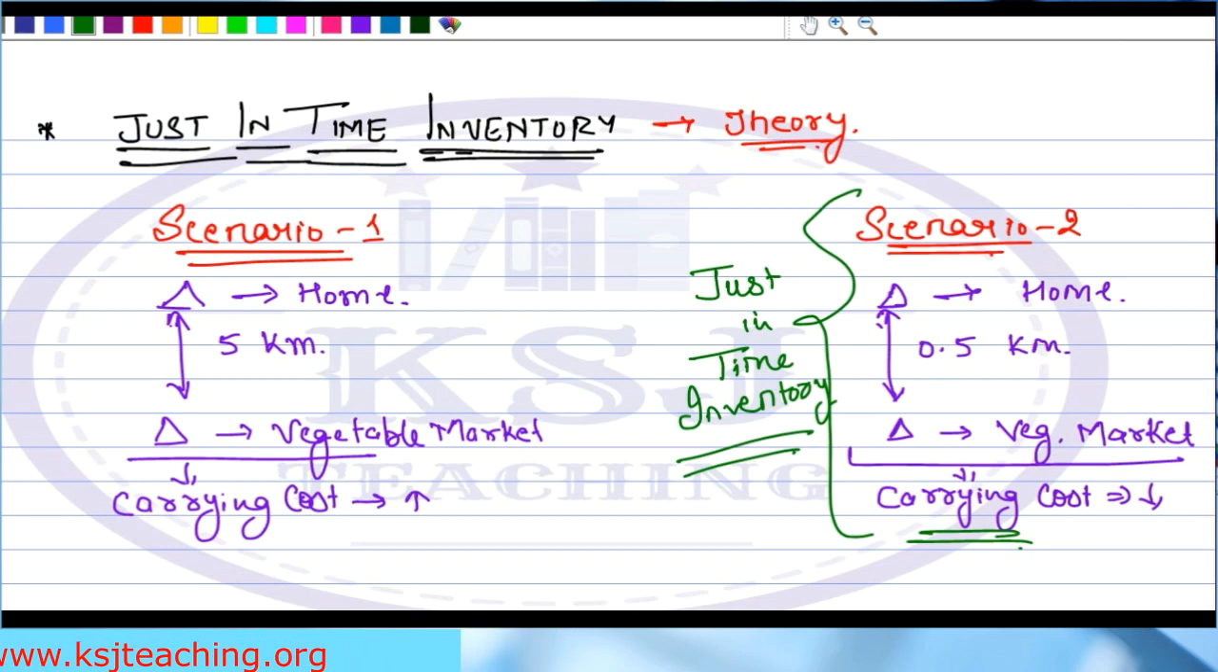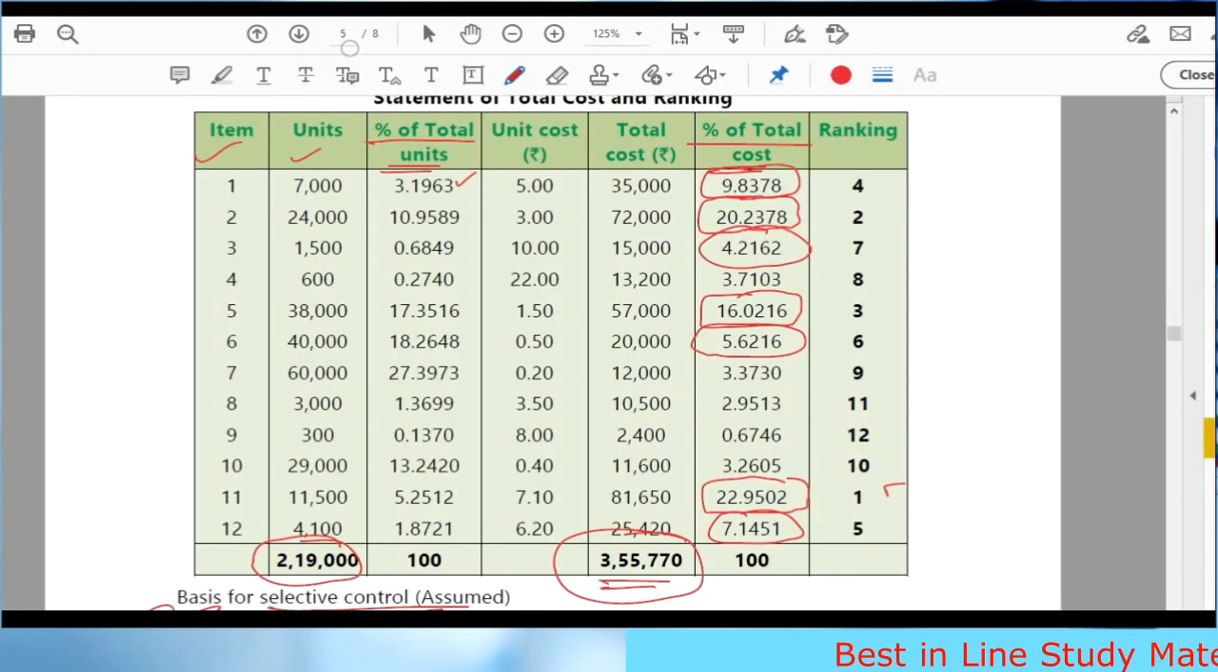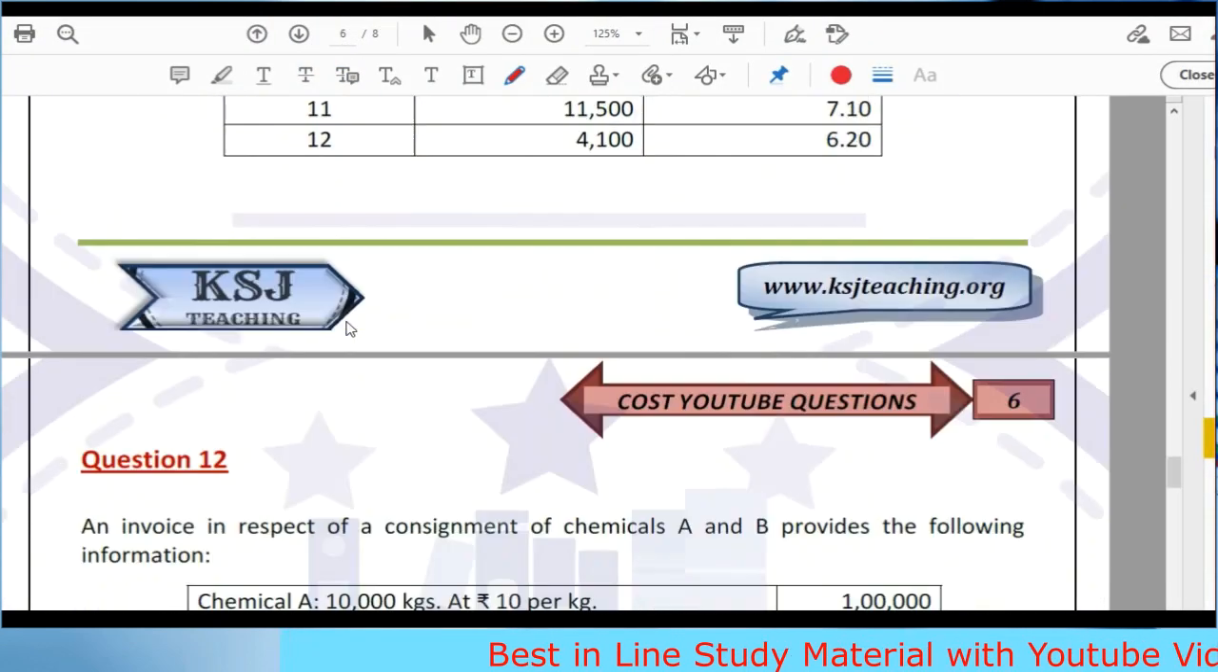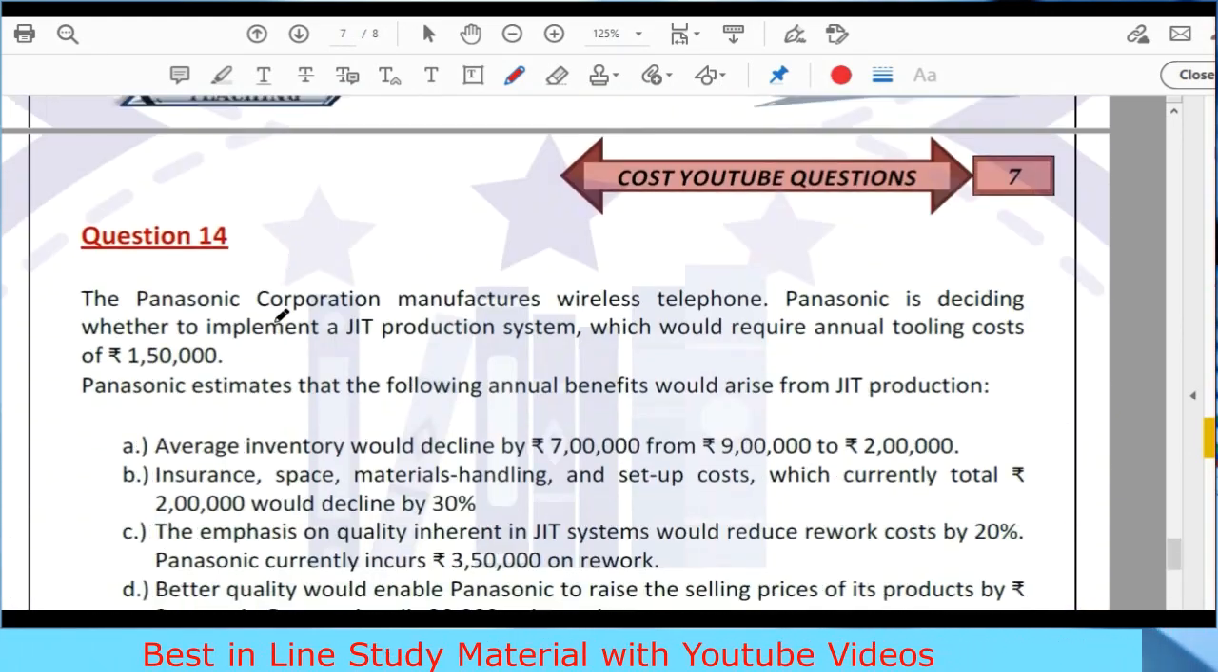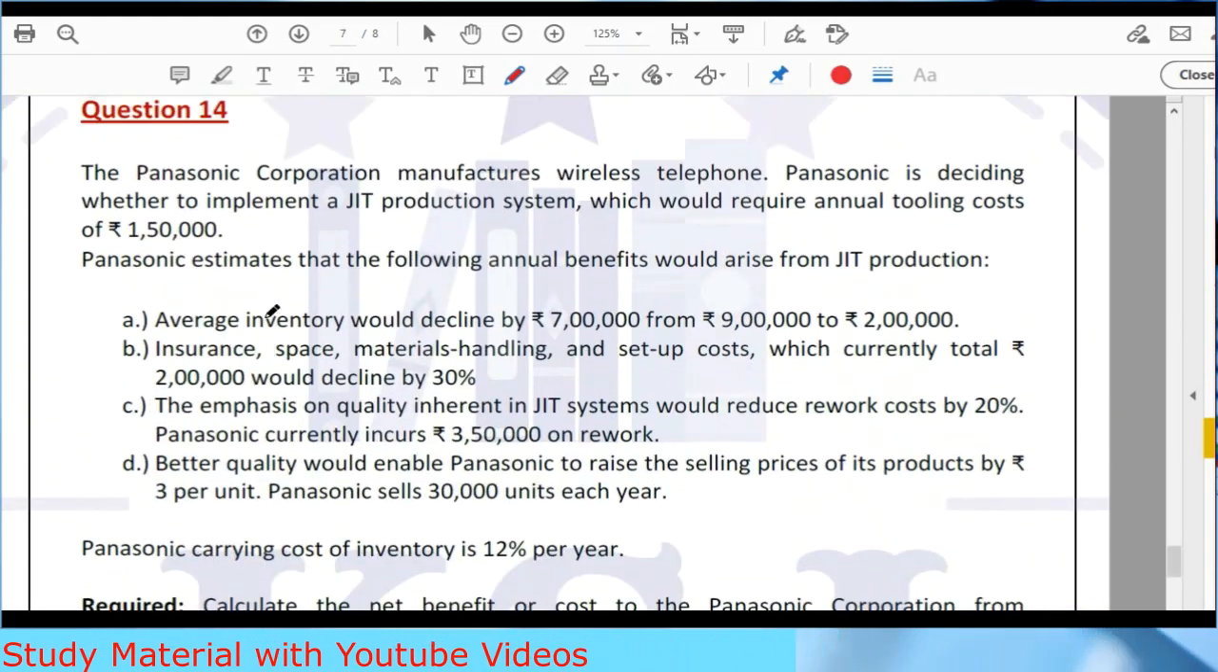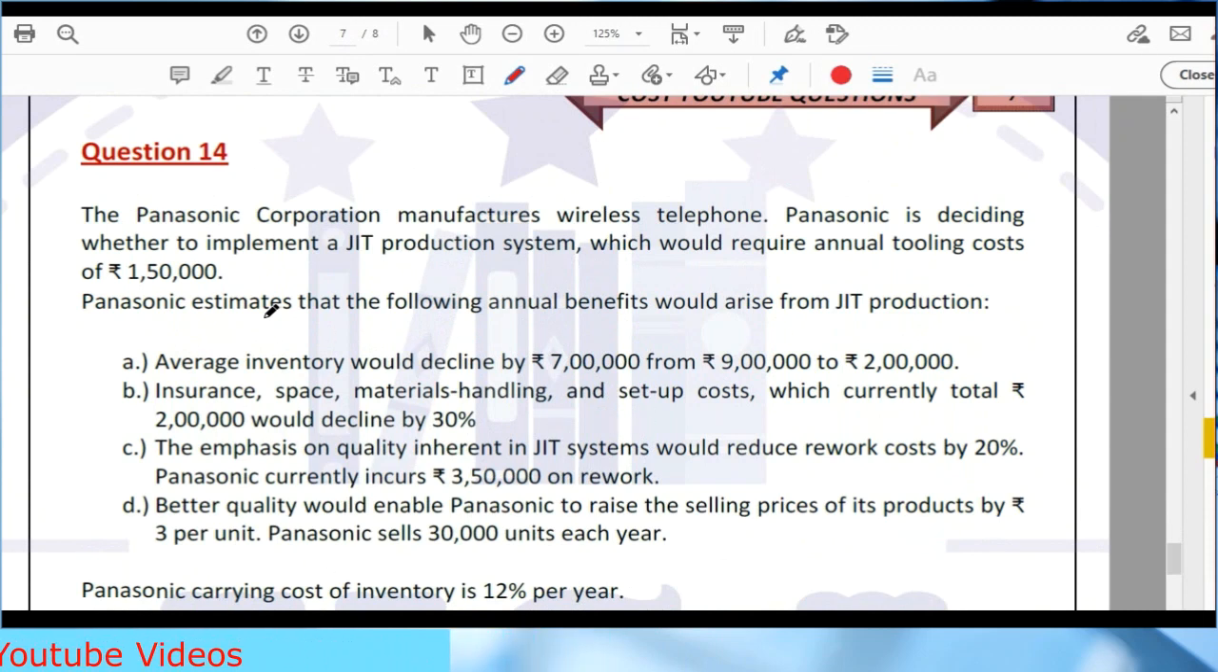And again, I can say important from theoretical point of view only. The theory I have given in the handbooks. Okay. That is given in the handbooks. And from the practical point of view, we'll be solving one question, sir. We'll be solving one question now. Question number 14. Yes, question number 14 we will be solving.